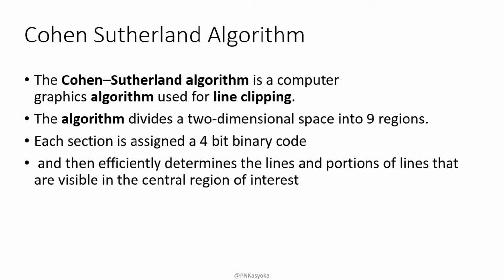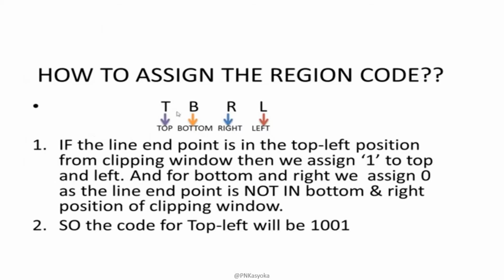Each section is assigned a 4-bit binary code when we divide the two-dimensional space into 9 regions. Then we have to efficiently determine the lines and portions of lines that are visible in the central region of interest, and that is our window. For us to work with the 9 regions, we assign each region a 4-bit code, where T represents the first bit, B the second, R the third, and L the last, that is the fourth. So TBRL represents the 4 bits.